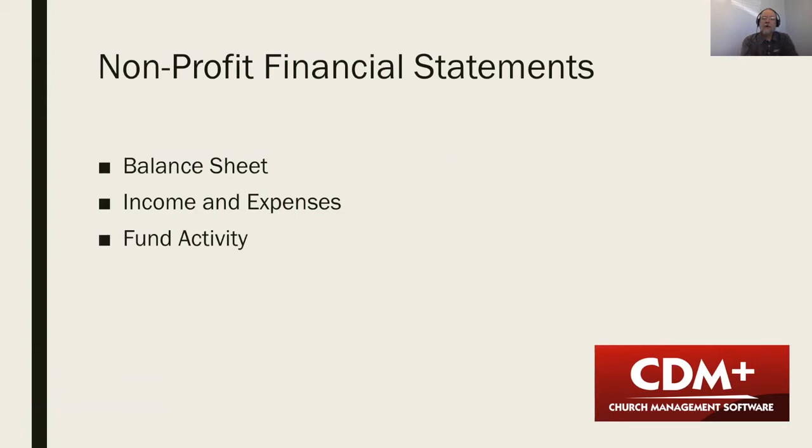There are really three reports that make up a set of financial statements for a church or for another nonprofit. One is a balance sheet, and this is sometimes also called a statement of financial position. It's a report that will indicate what the total net worth of the organization, of the church, is.